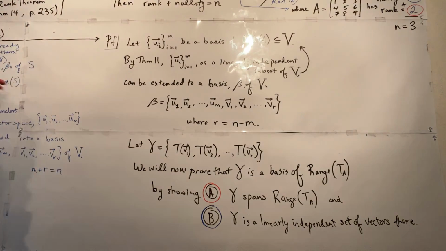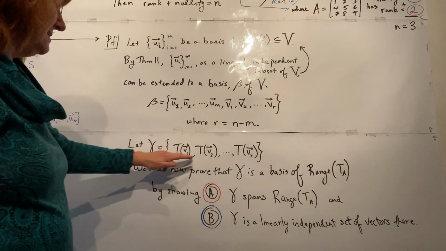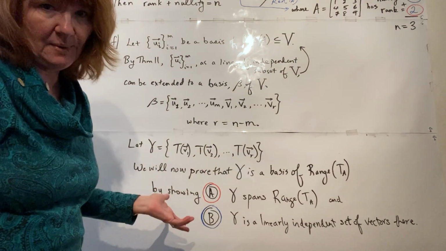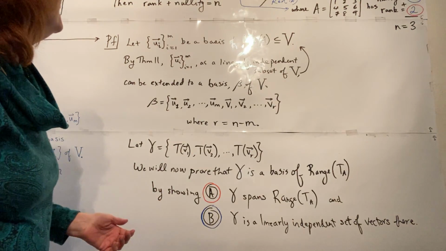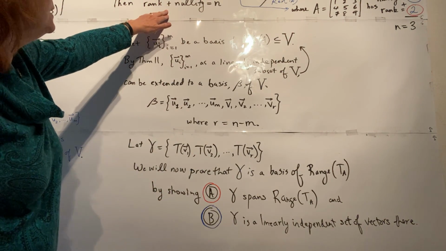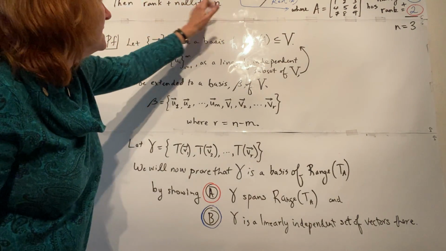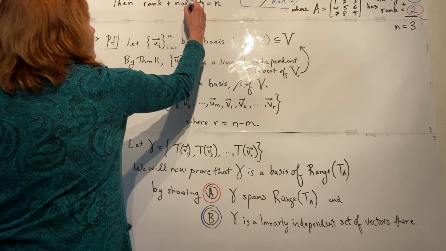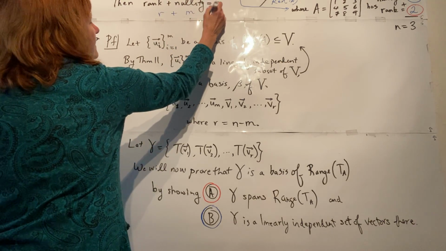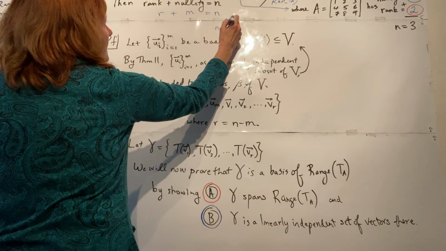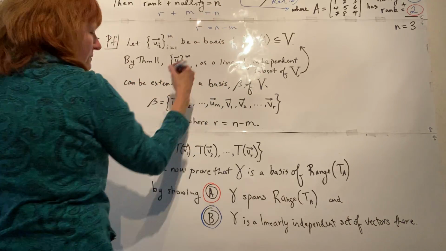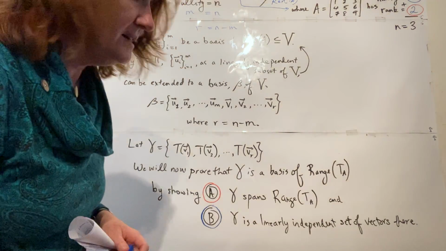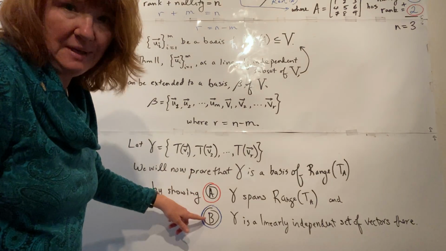And because of Theorem 10, once we have a basis, and this basis has cardinality r, it's got r things in it, that will mean that the dimension of the range is equal to r, and that will give us our result. r will be equal to n minus m. So this is m, this is r, this is n, or n minus m will be equal to r when we're done. All right, so that's just the setup. The next video is going to go into parts A and B, the proof of those.